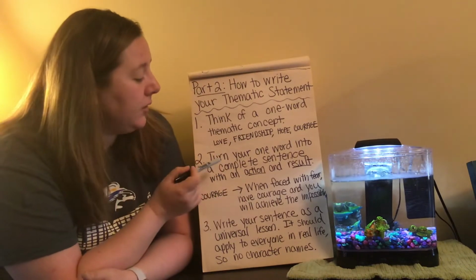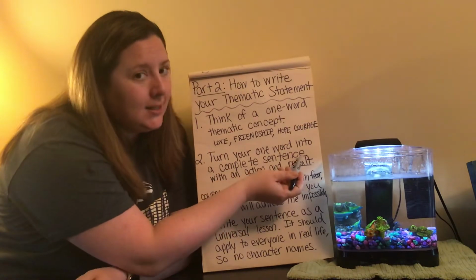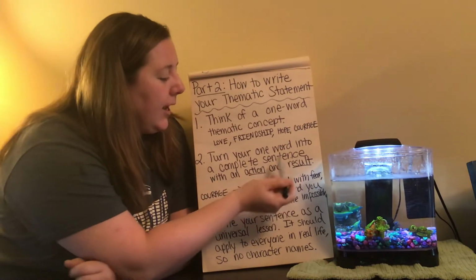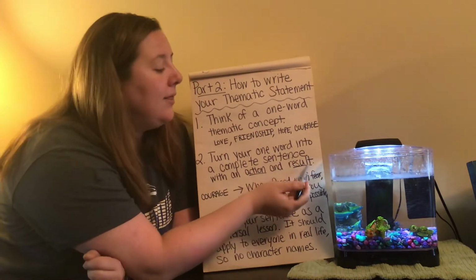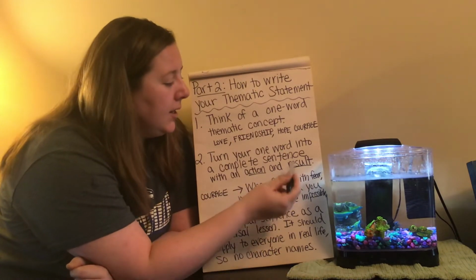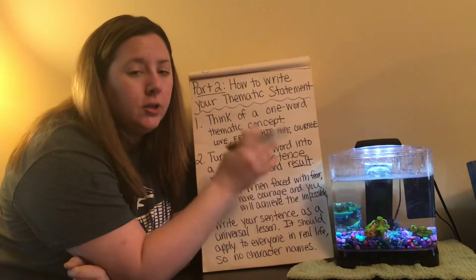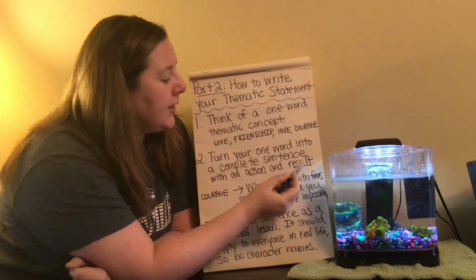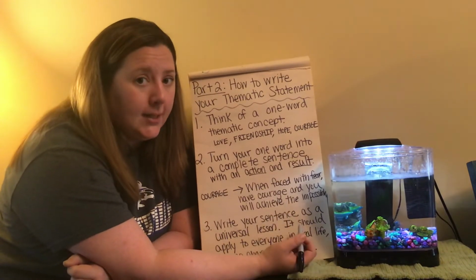Okay, then after that, you take your one word and turn it into a complete sentence with an action and a result. So it's kind of like, if you do this, then this will happen. Or you could write it backwards with the result first: this will happen if you do this. So you could write it either way, either action and result or result and action, but they both have to be there in a complete sentence.